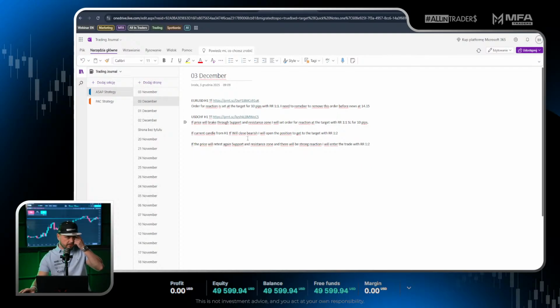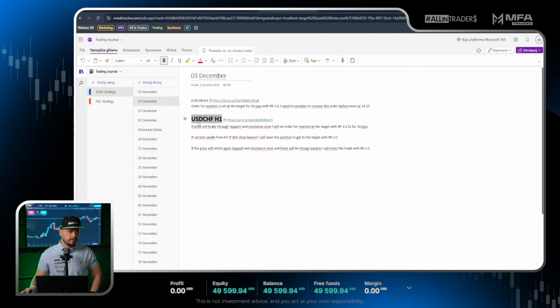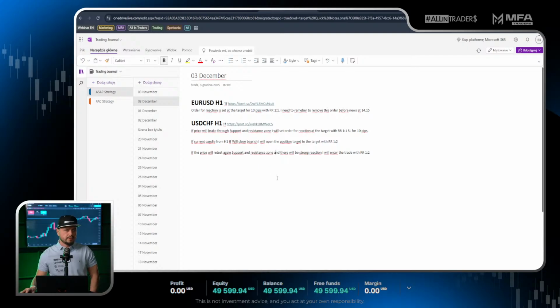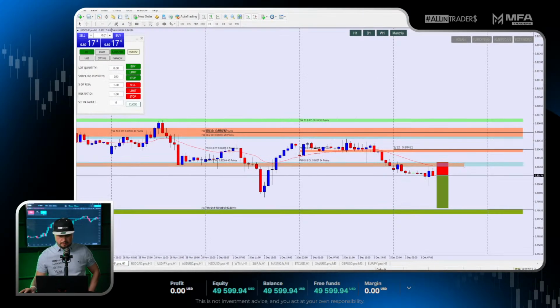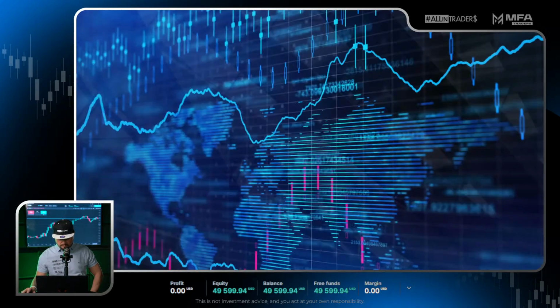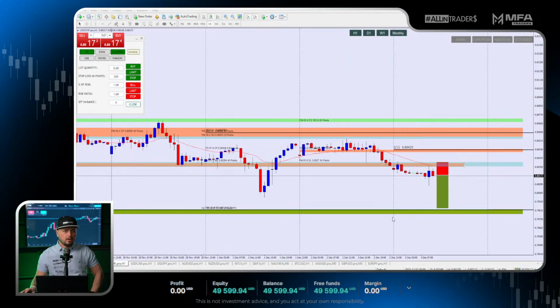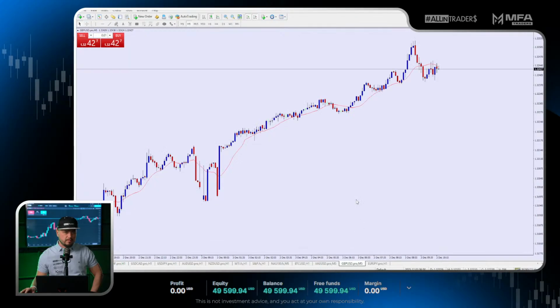Okay, so I got three different plans on USD CHF basically. So we just need to wait for the perfect moment to enter the position, and we got Euro USD order set for reaction. Good. All right, so let's move forward. This is USD CAD. What about GBP USD?